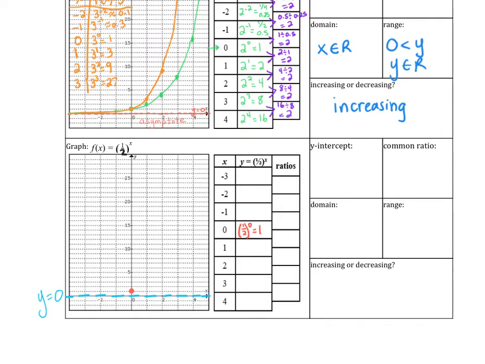And then you can either make a mental table of values or you can write it out. So if x is 1, 1/2 to the 1 is 1/2, which is the same as 0.5. So that's at 0.5. 1/2 to the 2 is equal to 1/4, which is also 0.25.